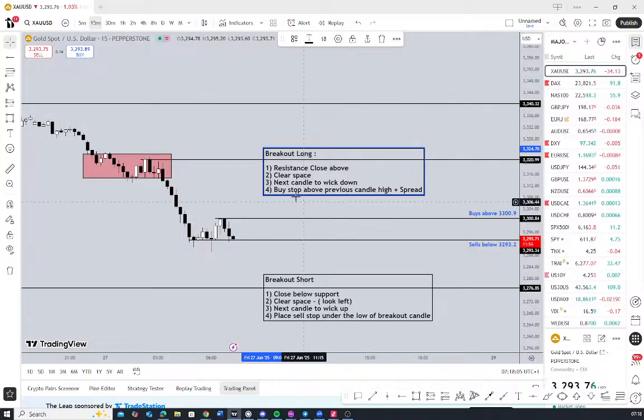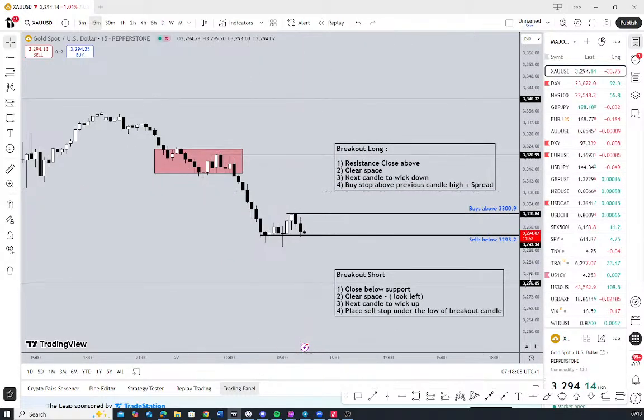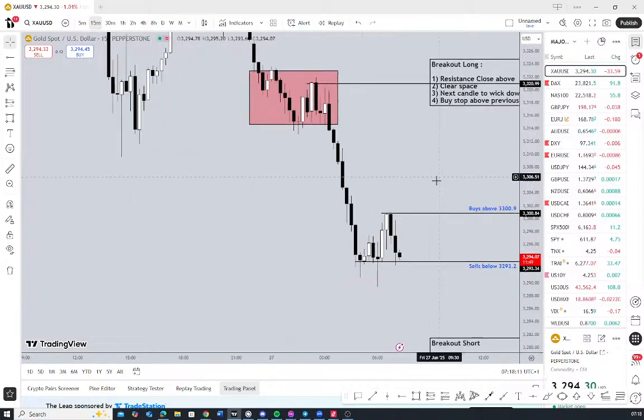So, for example, when we bought the high of this candle this morning, let me make it a bit bigger so you can see. If you think about it, here is your resistance level. The candle closed above, the next candle moved down, created a big bottom wick, then we broke the highs.